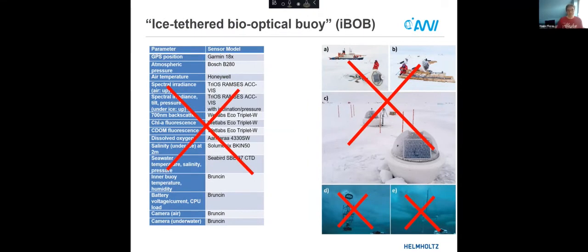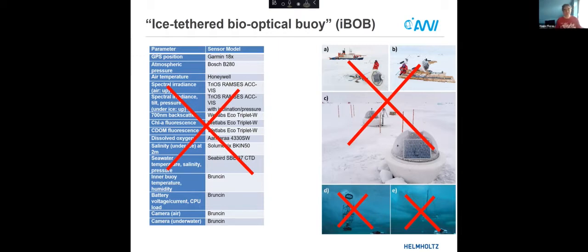Then, as I mentioned before, we had put an ice-tethered bio-optical buoy, a so-called IBOB, also nearby this AZFP to get a very good view of the light field and a couple of other ecosystem parameters. However, that thing stopped transmitting pretty fast. So those data we don't have at the moment, and we will never get them.